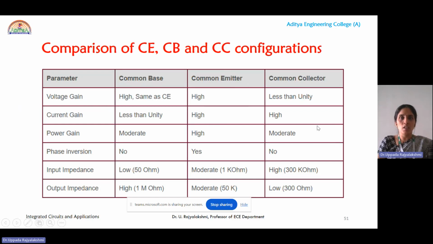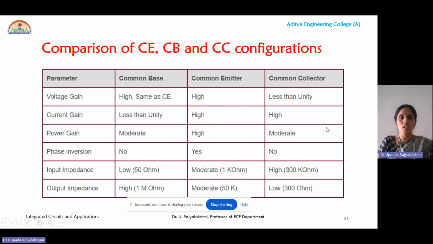Out of the three types of configurations of transistor, we know that the common emitter configuration will provide higher voltage gain, current gain, and power gain over the remaining two types of configurations. That's why, because it is highly compatible for amplifiers, common emitter type of configuration is used for construction of differential amplifier. In the same manner, the input impedance is 1K, and the output impedance is also moderate.